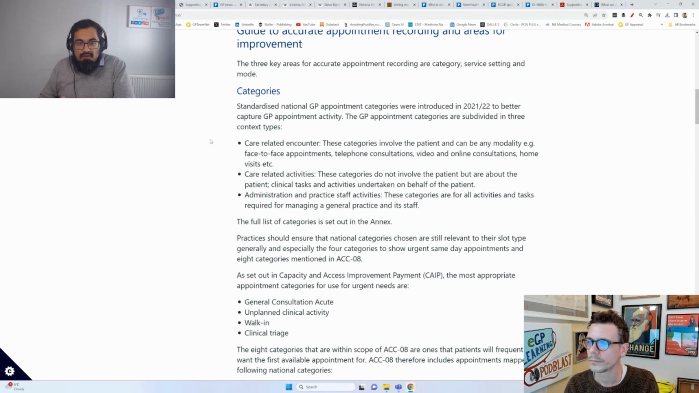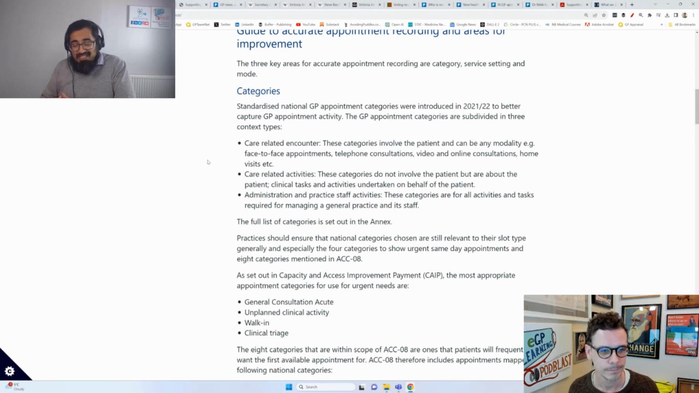Then it talks about care-related activity. So this is not necessarily where you've had patient contact, but stuff around the patient. There'll be things like your results. Mm. And then which is interesting because in setting these categories and allowing us to record them on the rota, it does allow for them to be counted in the future.